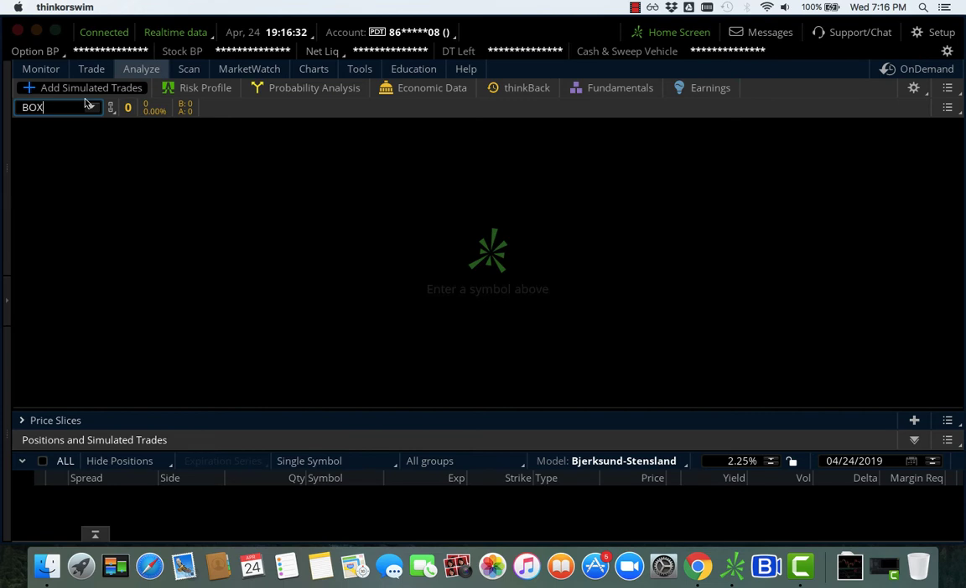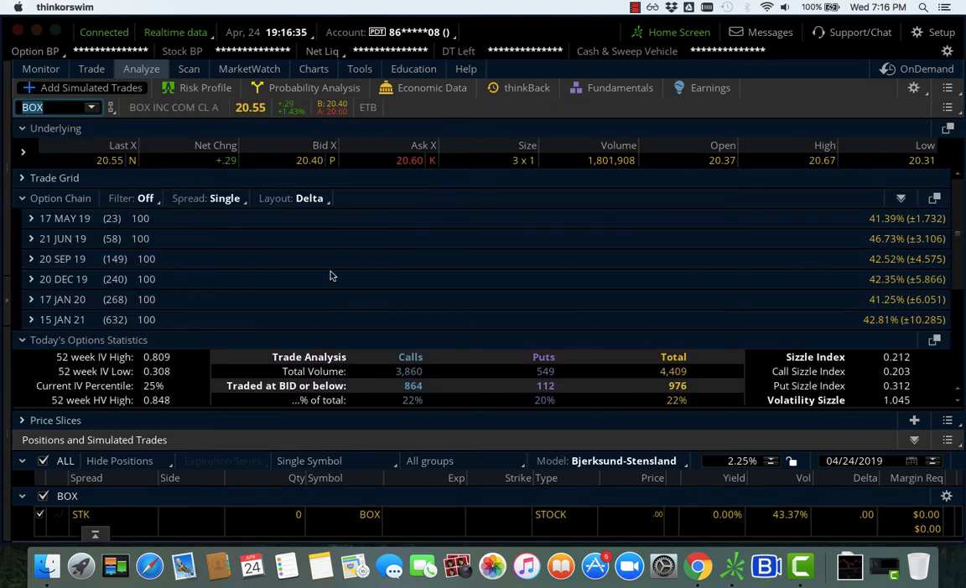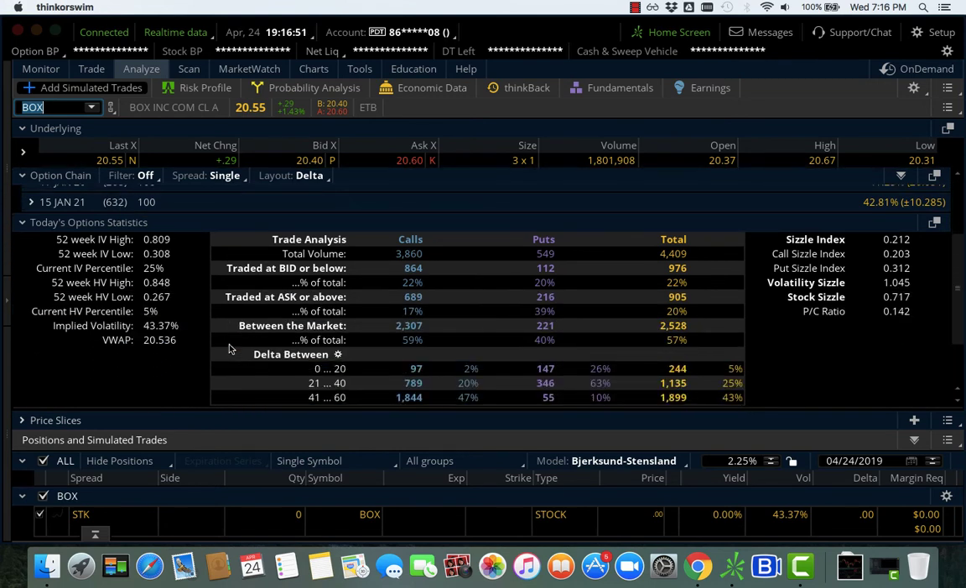I'm going to take a look at the stock BOX, symbol BOX, in the Thinkorswim platform. Again, they're not paying me to say any of this, and I don't get any benefit from showing this. But in the Thinkorswim platform, I go to the Analyze tab, add simulated trades, and type in the symbol BOX. If I go all the way to the bottom, I get today's option statistics, and I can see that we had an implied volatility of 43.37%, which means the 1 day expected move we can kind of figure out.